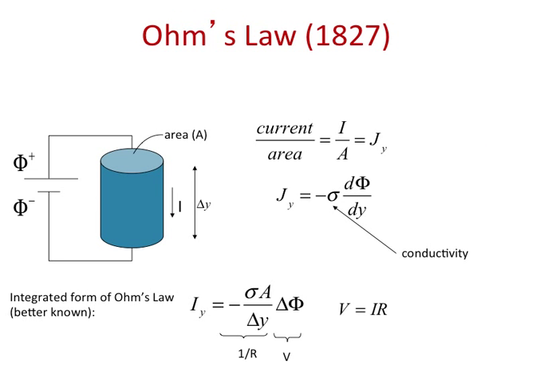Finally, Ohm's law, same thing. I have a difference in voltage. Okay. So I'm again looking at the current, electrical current per area. Okay. And I have a gradient in voltage in the y direction. And this time, my coefficient is conductivity. Okay.